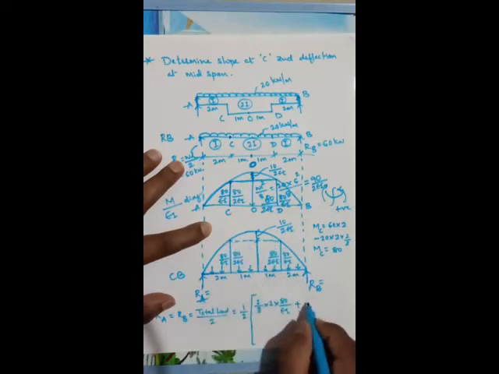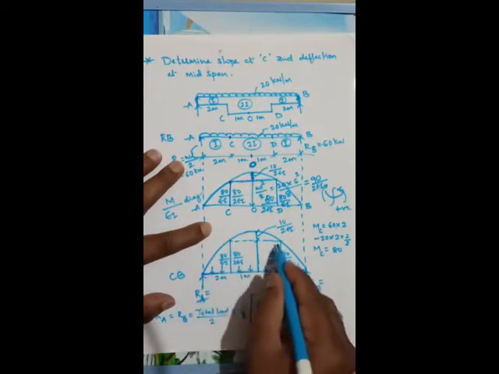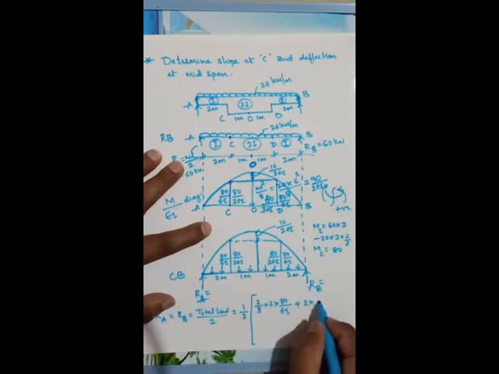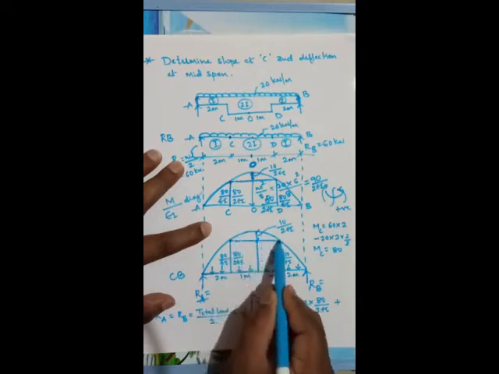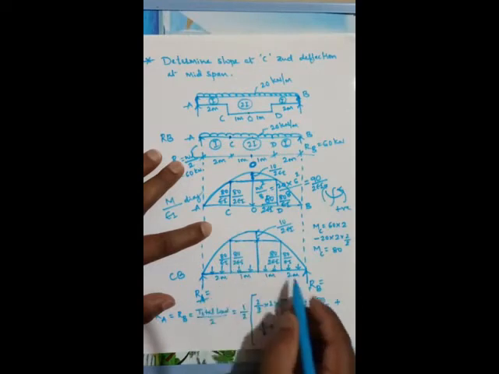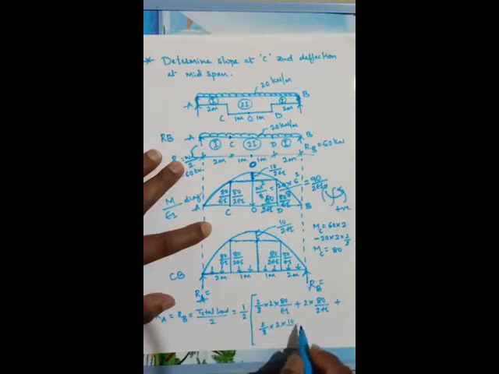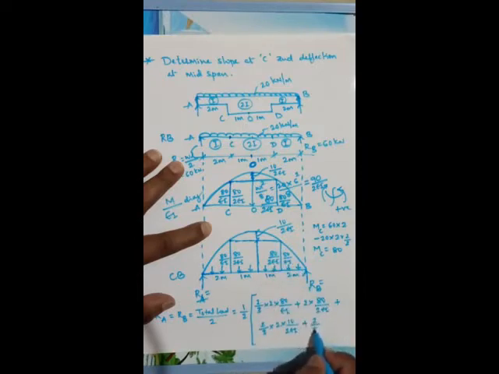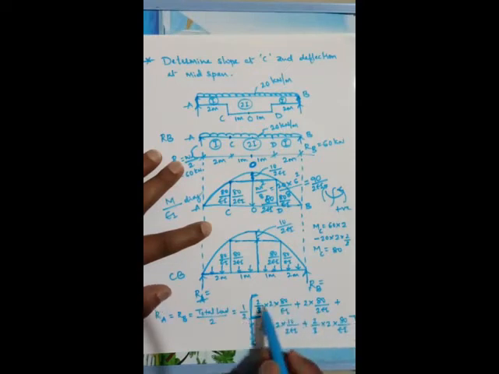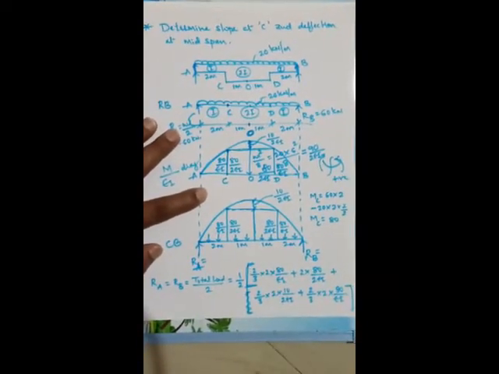The base is 2 meters, the entire rectangle is 2 into height 80 by 2EI, plus the area of this type of figure, which is again 2/3 of base 2 meters into height 10 by 2EI, plus this figure, 2/3 of base into height 80 by EI. Write only up to here. This total calculation is divided by 2, and you will get RA and RB.